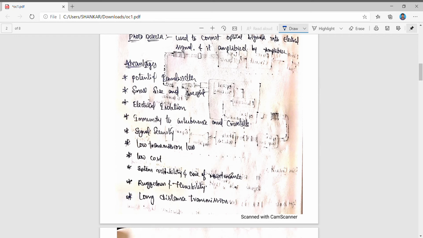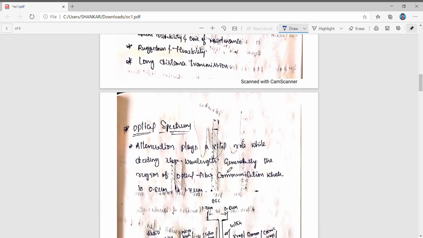Okay, up to now we have discussed yesterday. Now we will discuss the topic: optical spectrum bands.